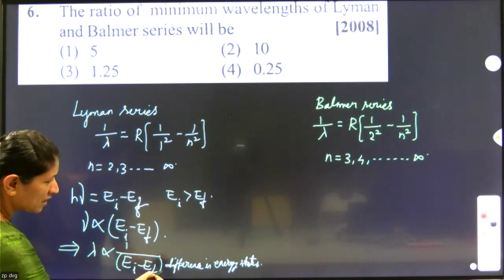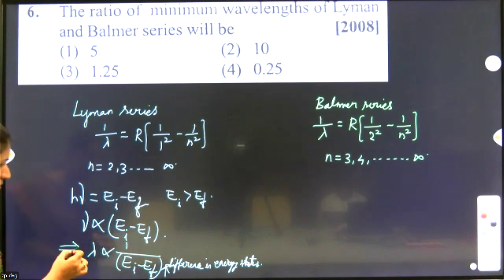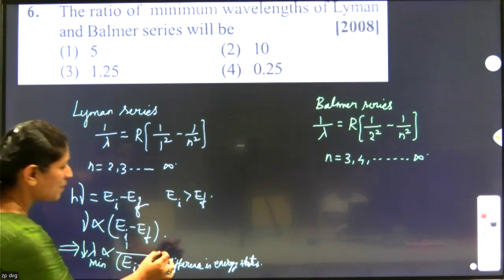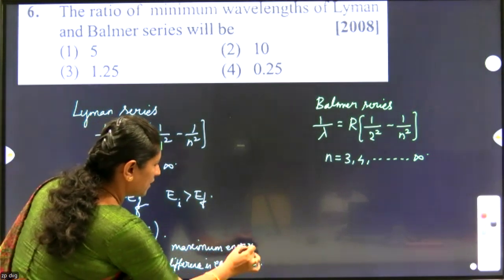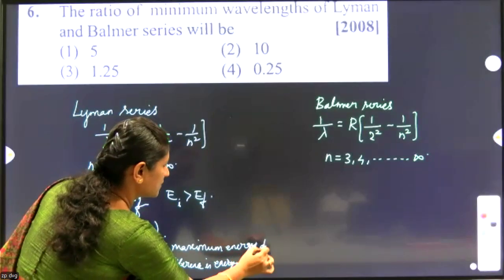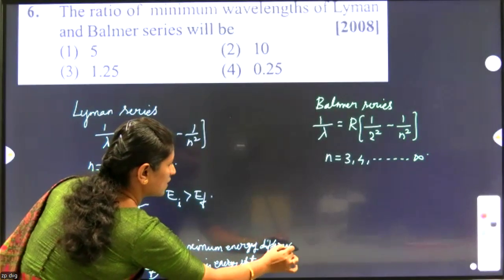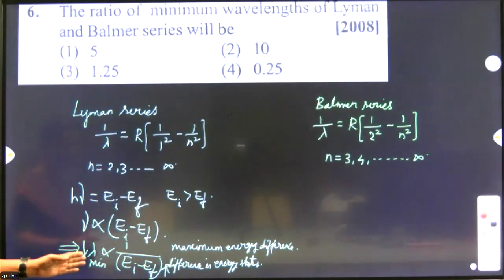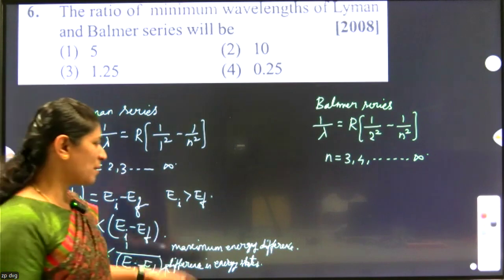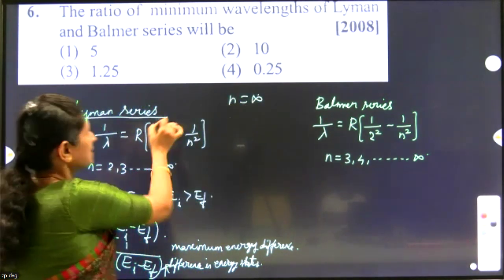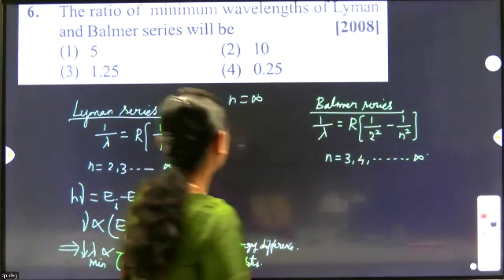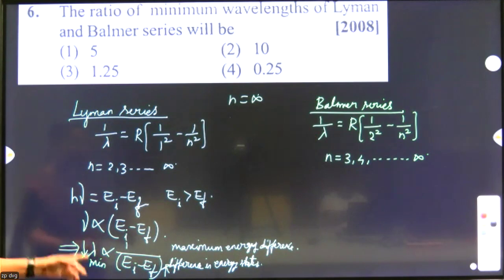If the energy difference increases, the wavelength decreases, and it becomes minimum for the maximum energy difference. That means for maximum energy difference, the wavelength of the emitted photon or spectral line is minimum. Therefore, for maximum energy difference, n is equal to infinity for both Lyman series and Balmer series. We should take n equal to infinity for minimum wavelength.